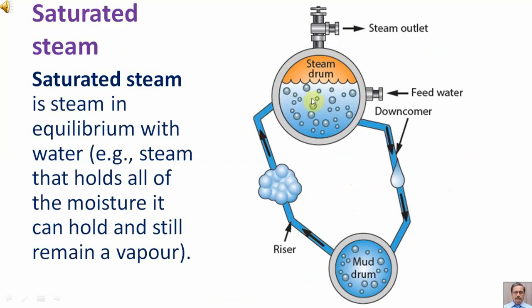Saturated steam. Saturated steam is steam in equilibrium with water. That is, steam that holds all of the moisture it can hold and still remain a vapor. In this diagram, we can see that the steam is being taken out from the steam drum, and in the steam drum, water and steam both are coexisting. The steam outlet is providing saturated steam.